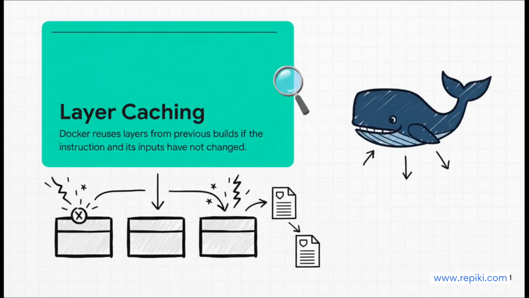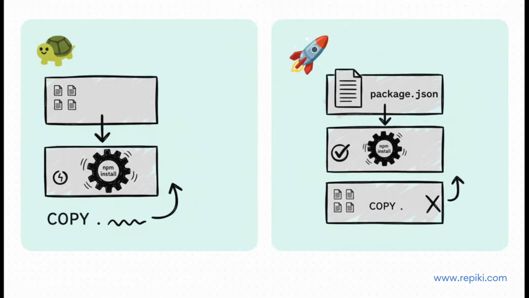Well, the answer is layer caching. For every single instruction in your Dockerfile, Docker looks to see if it's run that exact instruction before. If nothing has changed, it just reuses the result, the layer, from its cache. But here's the catch. The second something changes, the cache is invalidated, and every single step after that has to be rebuilt from scratch. And this slide shows the strategy perfectly.